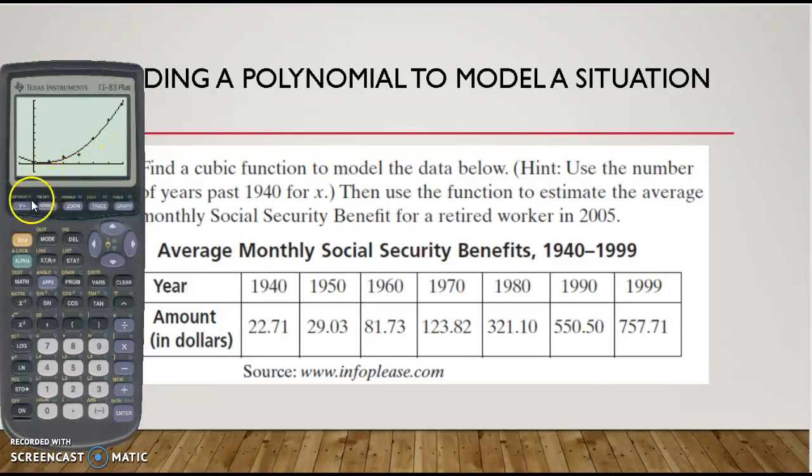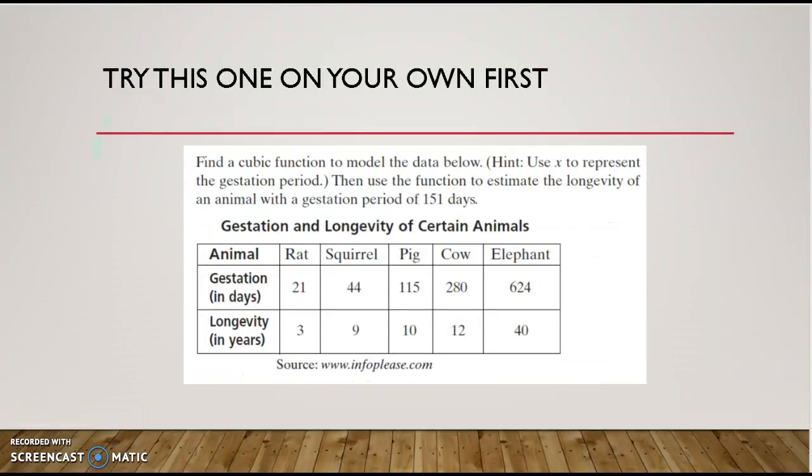It's a cubic function. And then, so I'm going to go to second, and I'm going to set my table. I want my table to start at, let's say, 60, because in 2055 would be 65 years after 1940. And now I'm going to go to second and table, and you can see in 65 years after 1940, the average Social Security would be $955.82. So I'd like to see if you can do this problem the same way before tomorrow.